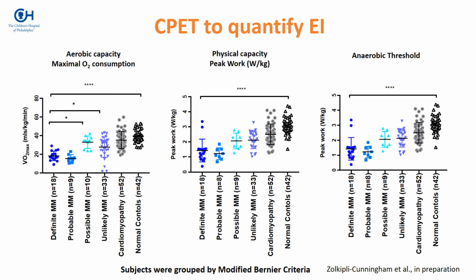So the first thing to say here, if you look at the graph on the left, is that the VO2 max, which is the aerobic capacity of those individuals with definite or probable mitochondrial myopathy, was significantly decreased compared to normal healthy controls and cardiomyopathy, but also in comparison to those with possible or unlikely mitochondrial myopathy. There was a similar decrease in the physical capacity of those with definite myopathy compared to controls, as well as the anaerobic threshold, but they were not significantly different when compared within the mitochondrial myopathy groups, probably related to the relatively low numbers of patients.